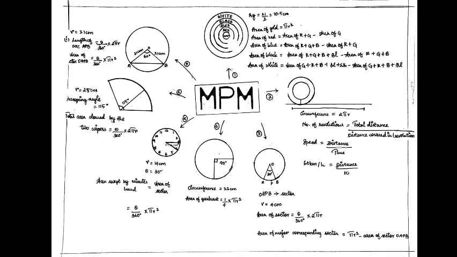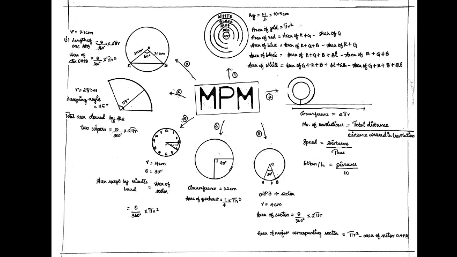MPM, Model Problem Mapping. Here's the MPM which gives us the ways on how to solve the various problems given. Let's look at the first figure. They have given the five colored circles and they have mentioned the diameter as 21 and we have found out the radius of the gold circle. So now we are going to find the area of gold, red, blue, black and white circles respectively.